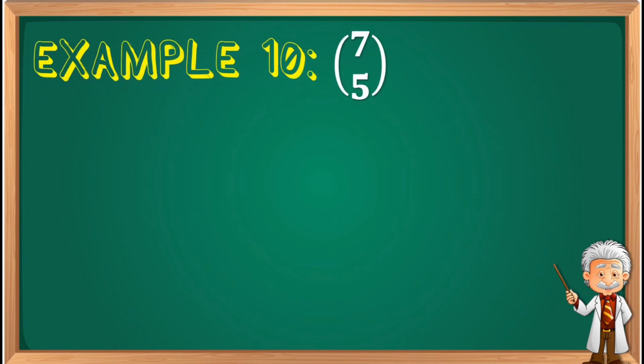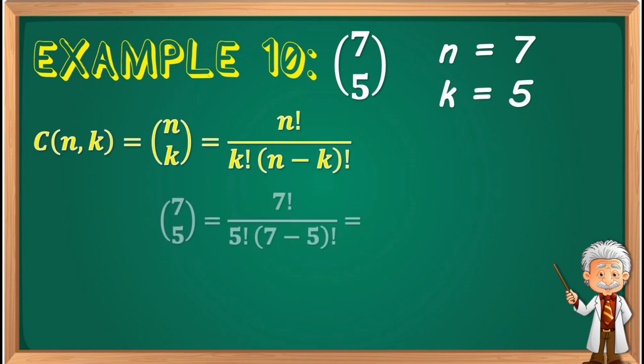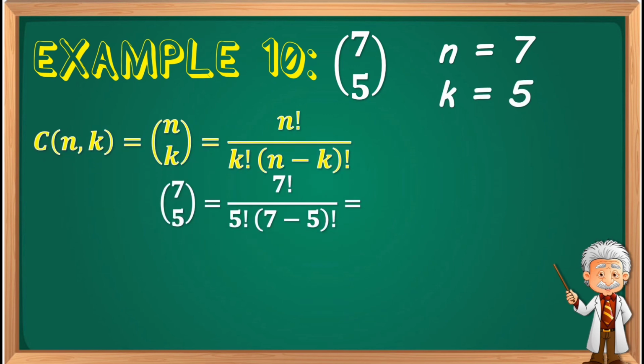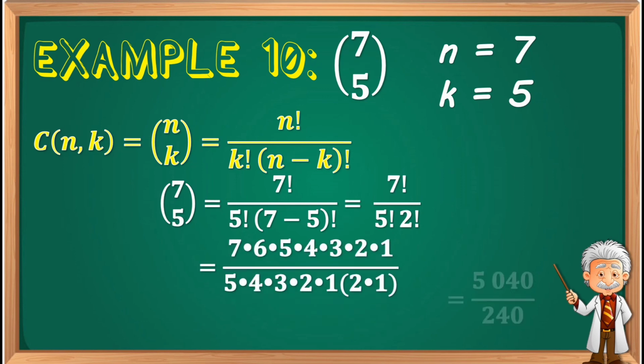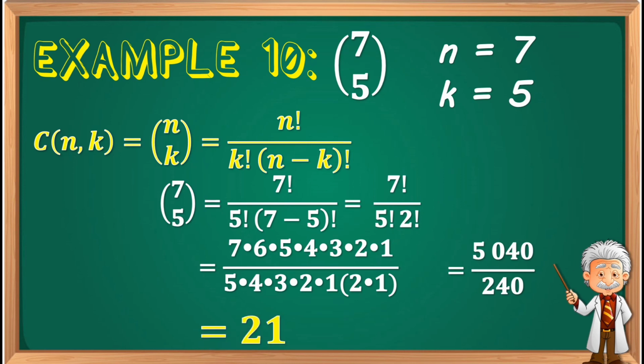And lastly, example 10, our given is 7, 5, n is equal to 7, and k is equal to 5. Using the formula, we have 7 factorial over 5 factorial times the quantity 7 minus 5 factorial equals 7 factorial over 5 factorial times 2 factorial. That is the solution, equals 5040 divided by 240 equals 21.